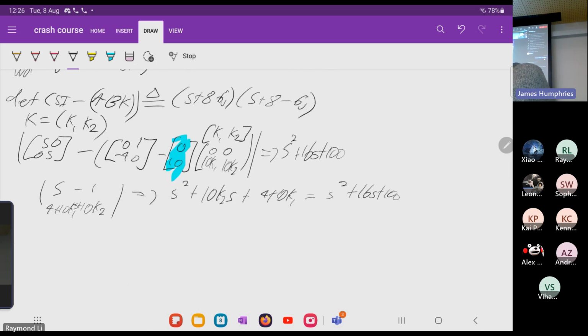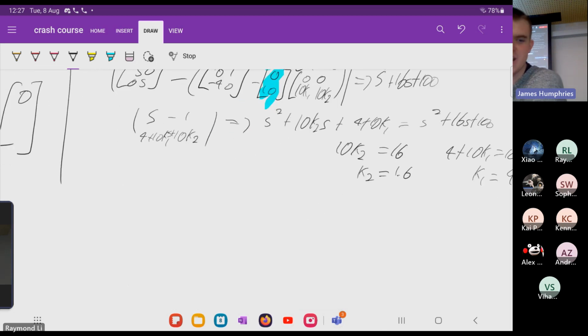And you have the fun task of just matching patterns. 10K2 is equal to 16, so therefore K2 is equal to 1.6. Yes. And then 4 plus 10K1 is equal to 100, so therefore K1 is equal to 9.6. Okay, makes sense?